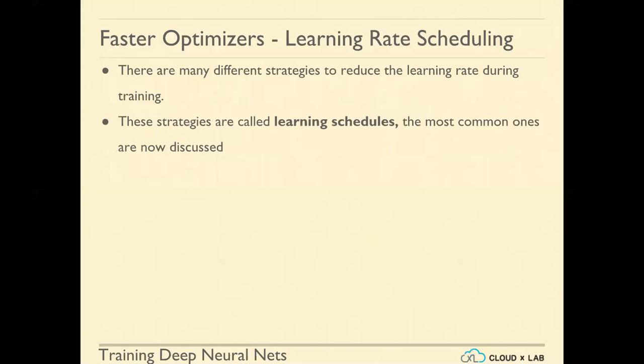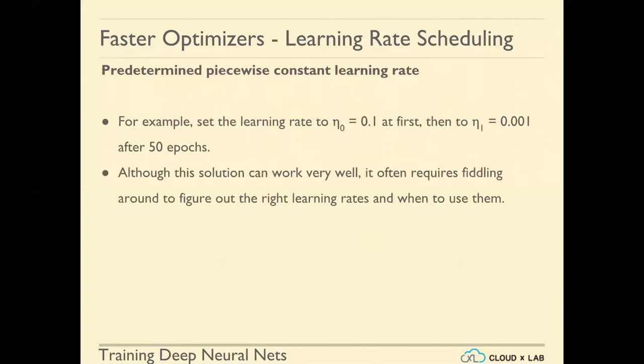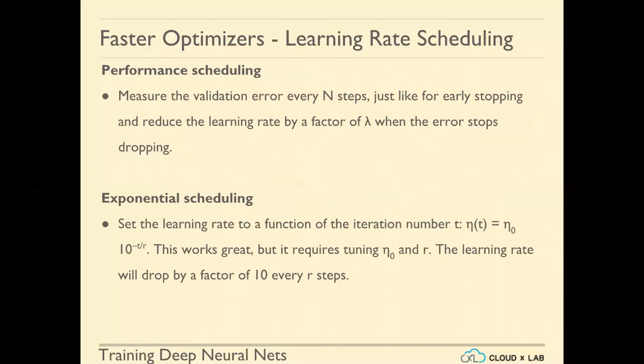And let me just discuss the common strategies. So one is piecewise constant learning rate. Say, for example, we start with 0.1 in the beginning, and then after 50 epochs, we bring it down to 0.0001, right? So it can work well, but it is too much manual fiddling. Instead, we would like to have a more programmatic one.